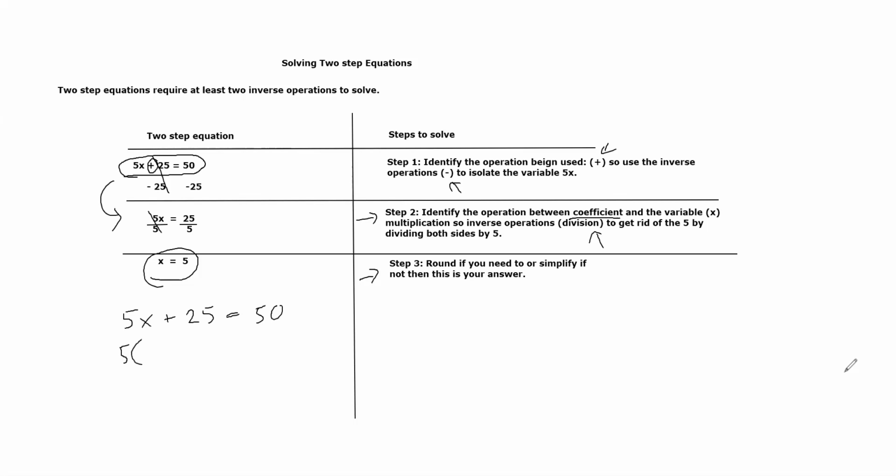5 times 5, because remember, the 5 is multiplying by the x, but now x is 5, plus 25 equals 50. 5 times 5 is just 25, plus 25 equals 50. And of course, 25 plus 25 is 50. So 50, does 50 equal 50? Yep. This is a balanced equation. I have solved my two-step equation.